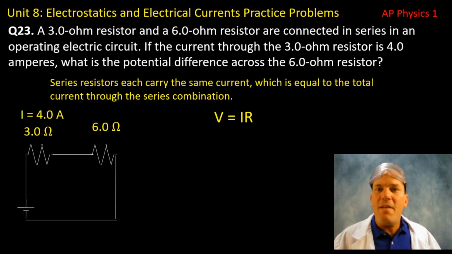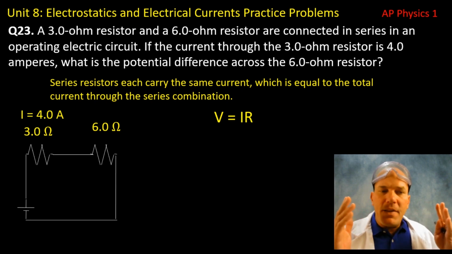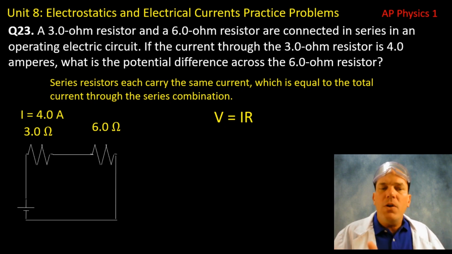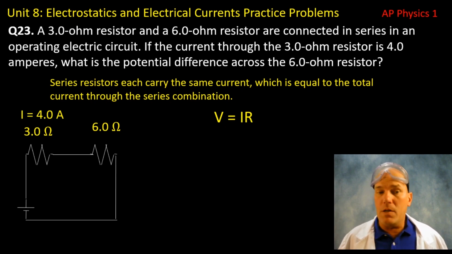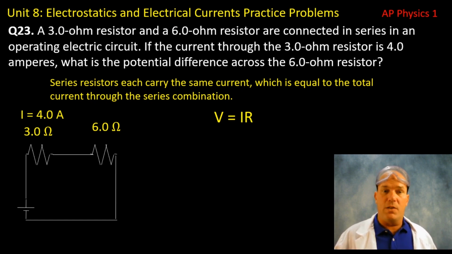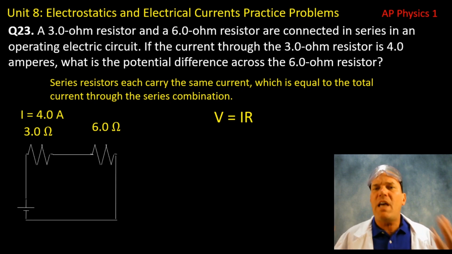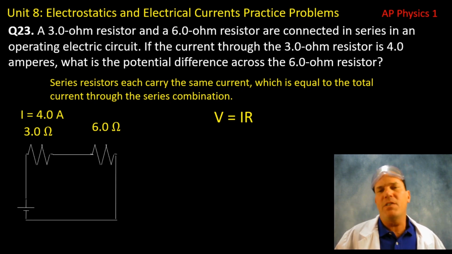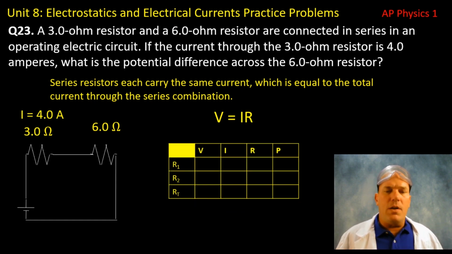Well, all we have here are 2 resistors in series. So the fact that you're given the current through the 3 ohm resistor means you also have the current through the 6 ohm resistor. If you know the current and the resistance for that particular element of the circuit, you have everything you need to solve for the potential difference, i.e. the voltage drop that will occur across it.